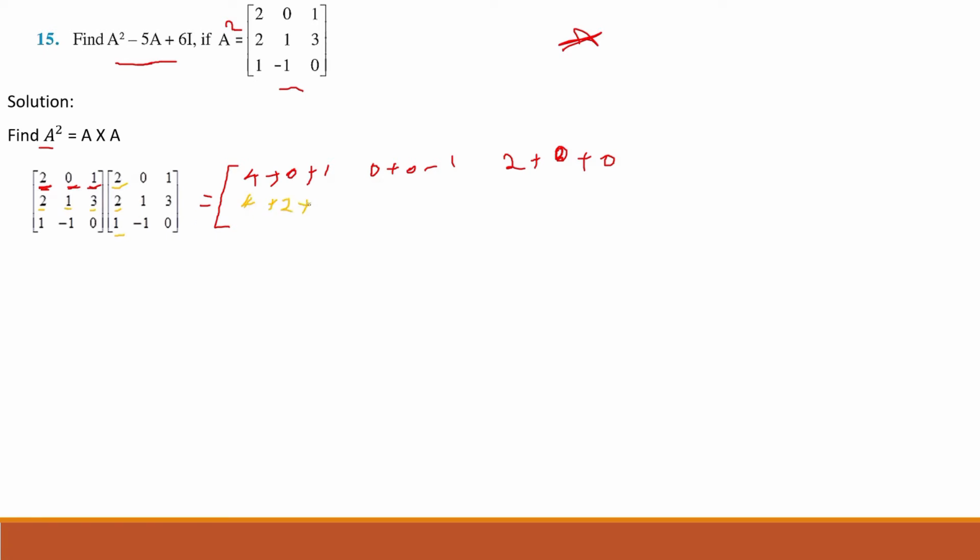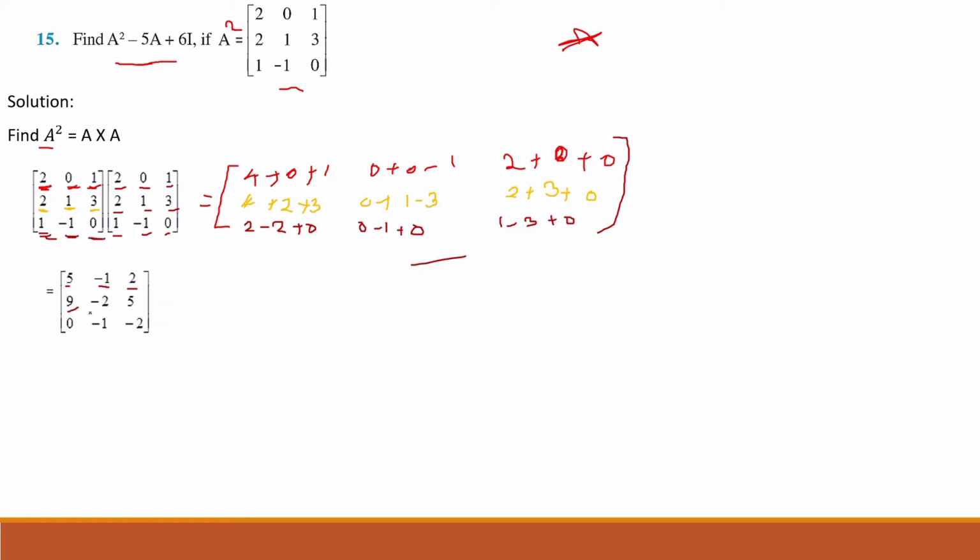1 is 3. For second column it is 2 into 0 0, 1 into 1 1, 3 into minus 1 minus 3. And for last column of this row, 2 into 1 2, 1 into 3 3, and 3 into 0 it is 0. And for the element of last row it is 1 into 2 minus 2 0, and for second column it is 0 minus 1 0, and for the last element it is 1 minus 3 and 0. So after simplifying this, we'll get our answer for A square, which is 5 minus 1 2, 9 minus 2 5, 0 minus 1 and minus 2.